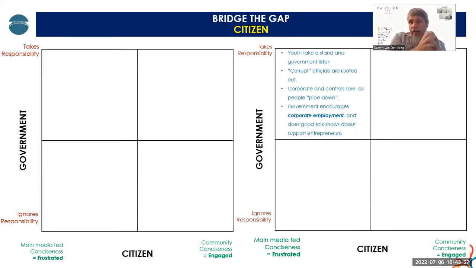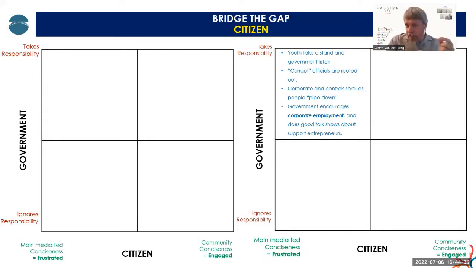So your mainstream media fed consciousness, where you're fed what the mainstream media tells you, which causes frustration, and where the government takes responsibility. I think what we start to see here is the youth take a stand and the government have to listen. Or they choose to listen because they are forcing the mainstream media to tell the rhetoric that stops thinking. And so your youth do what the government tells your youth to do, and so the government are seen to be listening. This is where the corrupt officials are rooted out, or what mainstream media tells you corrupt officials are.